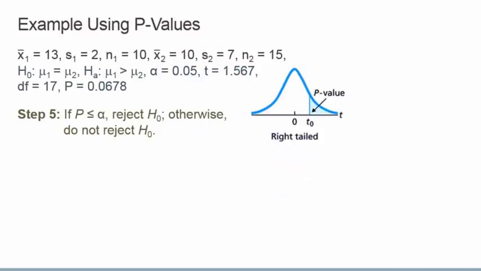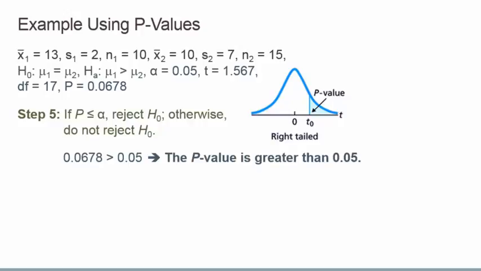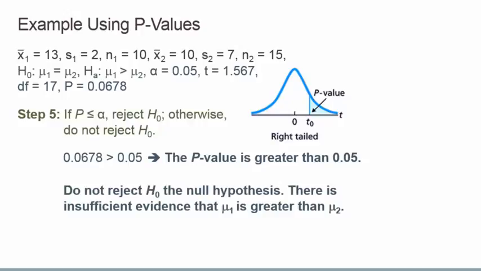Step 5, if p is less than or equal to alpha, reject H sub 0. Otherwise, do not reject H sub 0. We want to compare p to alpha. P is 0.0678. Alpha is 0.05. 0.0678 is greater than 0.05. The p-value is greater than 0.05, which means we do not reject H sub 0, the null hypothesis. There is insufficient evidence that mu sub 1 is greater than mu sub 2.